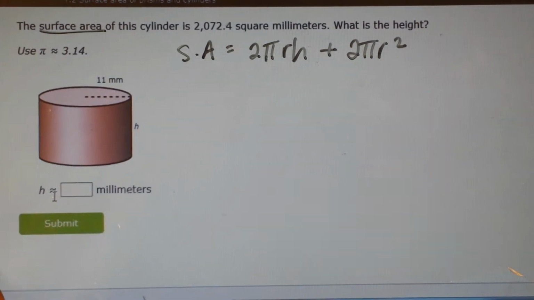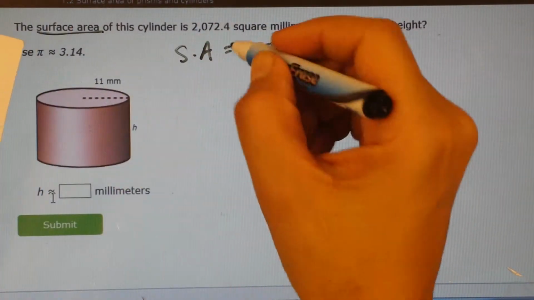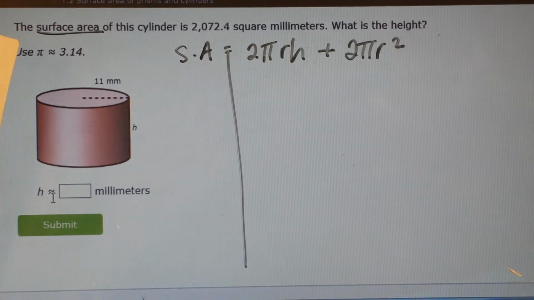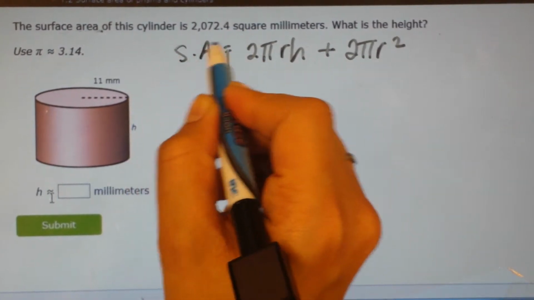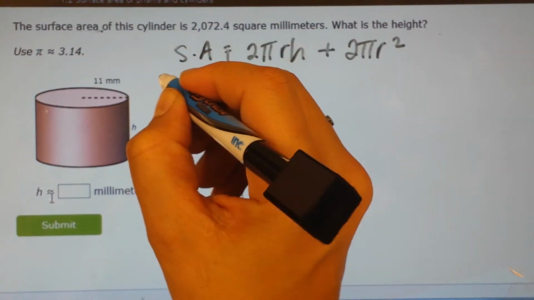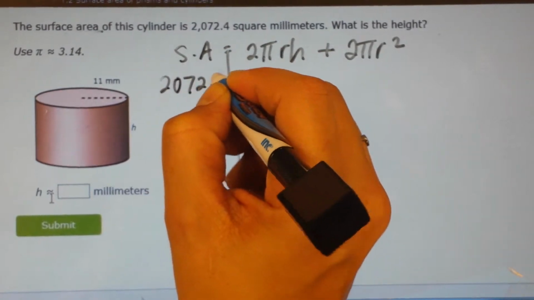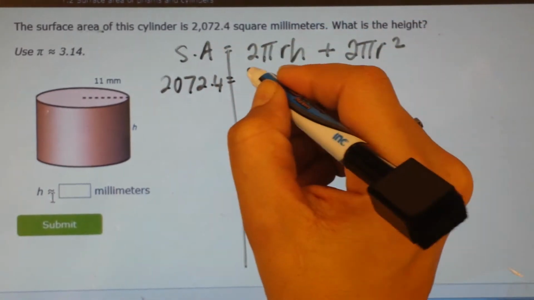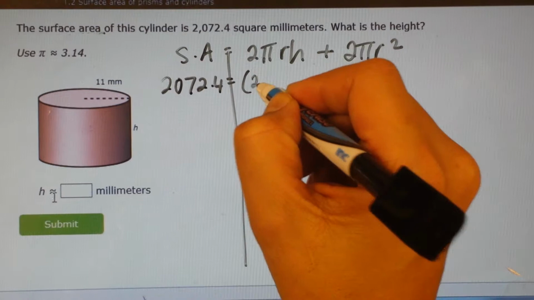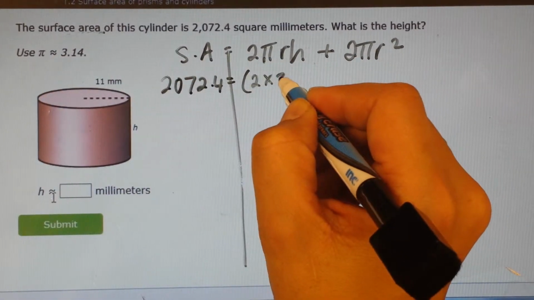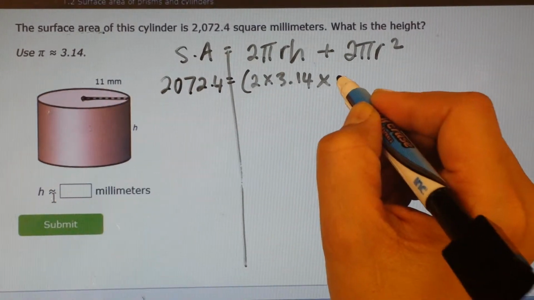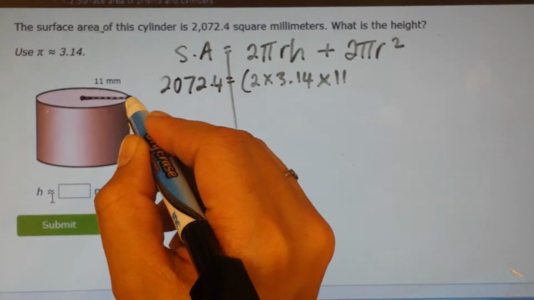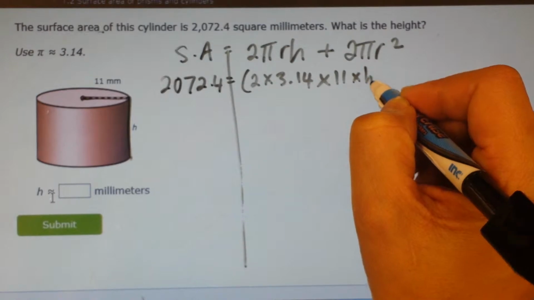Okay, then what you're going to do is put in the information that you know. Only this time it's going to end up being an equation. They already tell you in the problem the surface area of the cylinder is this. So where I see surface area, I can replace it with this number because that's what it is. 2072.4 equals, and then again, just like normal, put in all the numbers that you know. 2 times pi is 3.14. Do I know the radius? I do. Here's the radius. It's 11. Do I know the height? No, I don't. So the height, I'm just going to leave it as h.